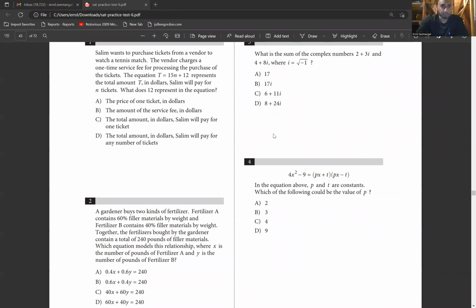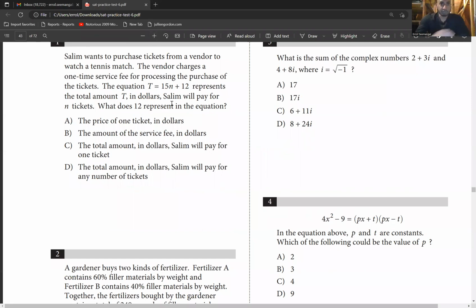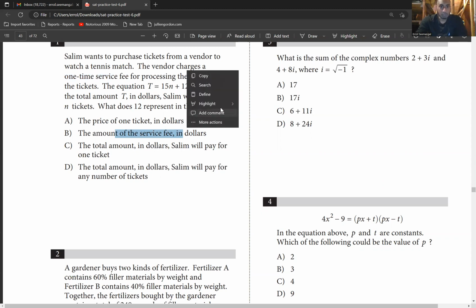Salim wants to purchase tickets from a vendor to watch a tennis match. The vendor charges a one-time service fee for processing the purchase of the tickets. The equation represents the total amount T in dollars Salim will pay for N tickets. What does 12 represent? The service fee. Yeah, one-time service fee. Which one is that? That one is B. Yep, exactly.